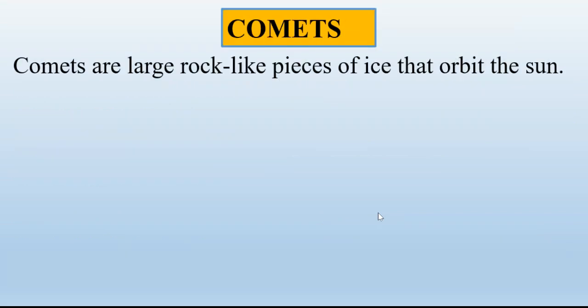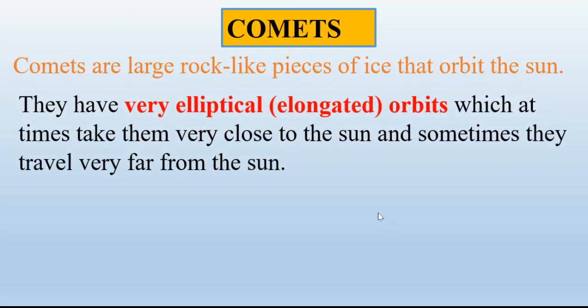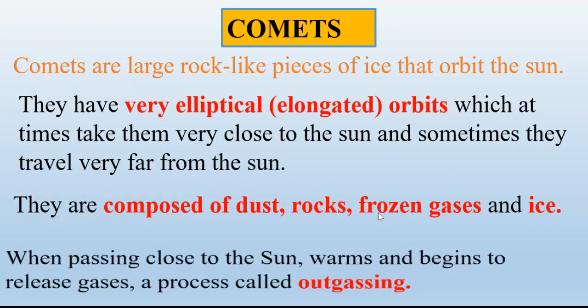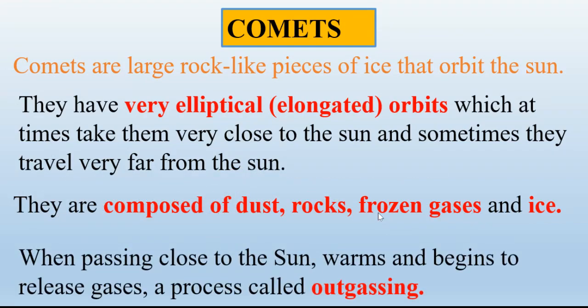Comets. What are comets? These are large rock-like pieces of ice that orbit the sun. They have very elliptical or elongated orbits, which at times take them very close to the sun and sometimes they move very far away from the sun. They are made up of dust, rocks, frozen gases, and ice. When they are passing close to the sun, they get warmed up and begin to release gases in a process known as outgassing.